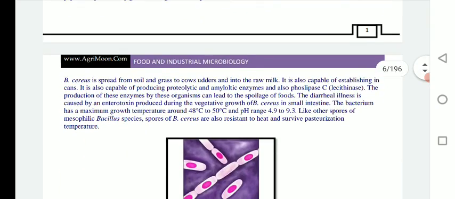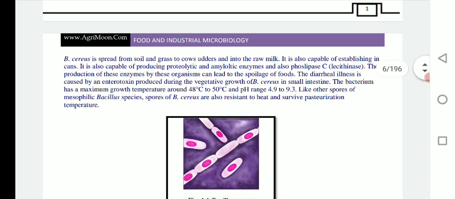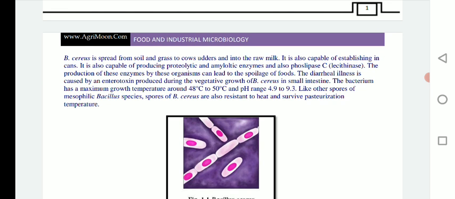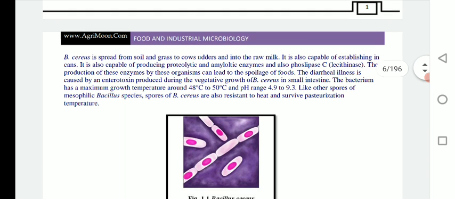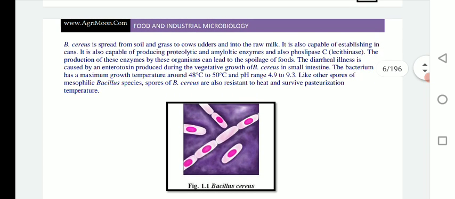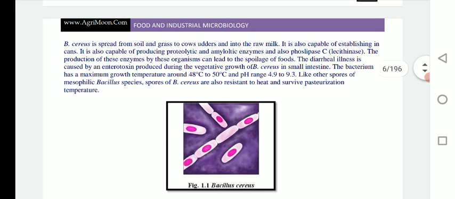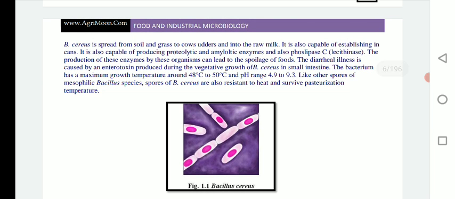So Bacillus cereus is spread from soil and grass to cows' udders into raw milk. So basically this bacteria is present in raw milk, and if you process the milk improperly and derive some product from that milk, obviously these bacteria will enter into that milk-derived product and it will cause harmful effects to the consumer. It is also capable of establishing in cans. It is also capable of producing proteolytic and amylolytic enzymes, also phospholipase C, that is known as lecithinase. The production of these enzymes by these organisms can lead to spoilage of foods.